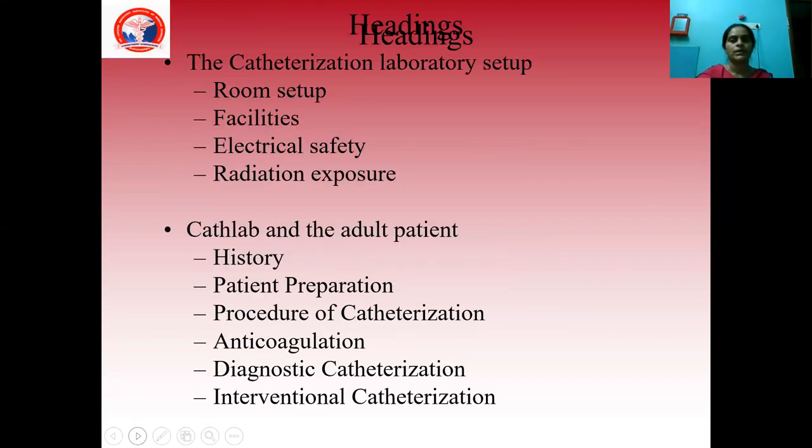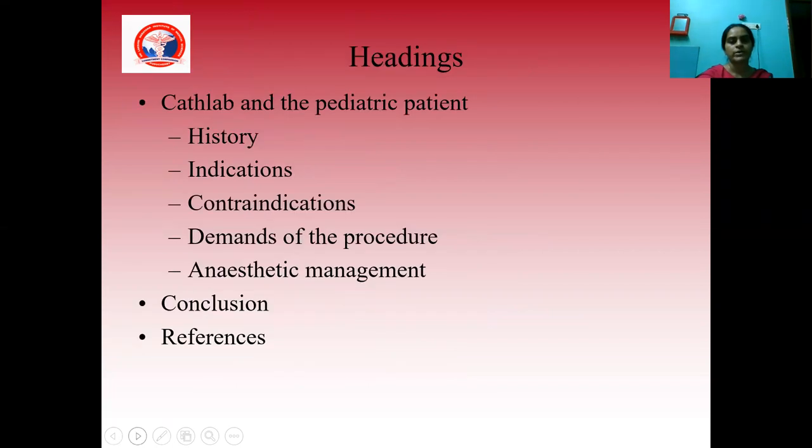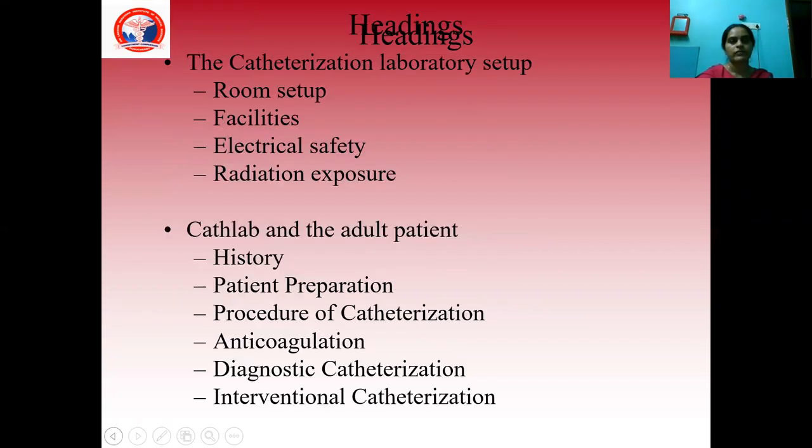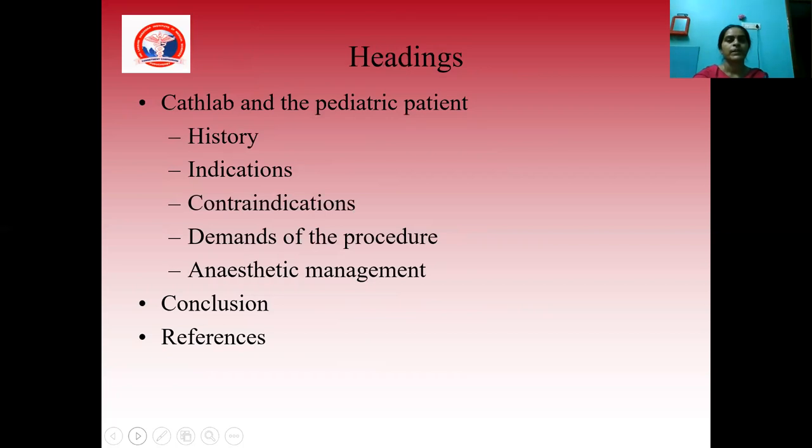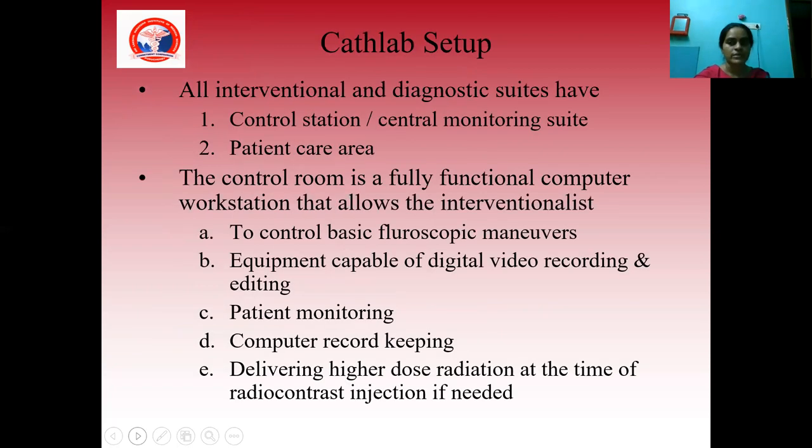This topic can be learned under the headings: catheterization lab setup, cath lab for adult patients, pediatric patients, conclusion and references. Cath lab setup covers the room setup, facilities, electrical safety and radiation exposure. Cath lab for adult patients includes history, patient preparation, procedure of catheterization, anticoagulation, diagnostic catheterization and interventional catheterization. Cath lab for pediatric patients covers history, indications, contraindications, demands of the procedure, anesthetic management, conclusion and references.